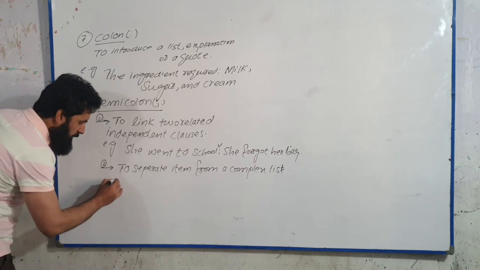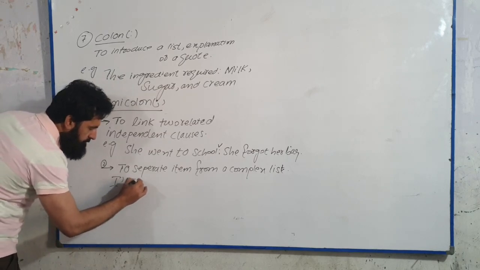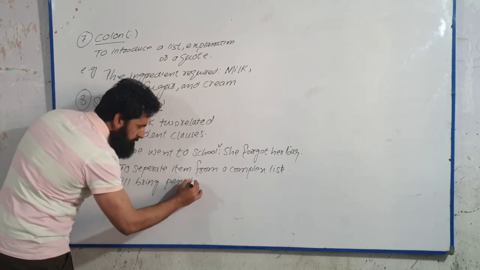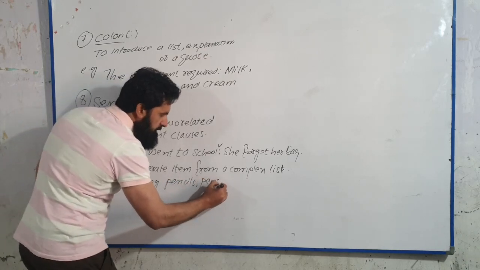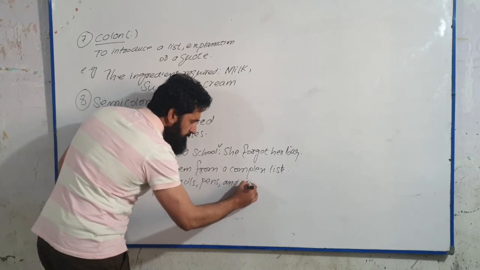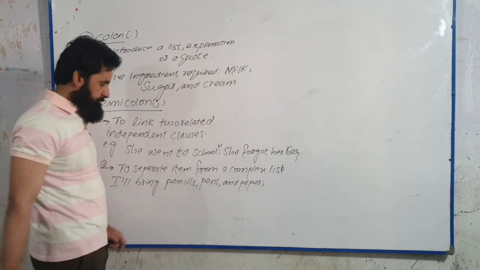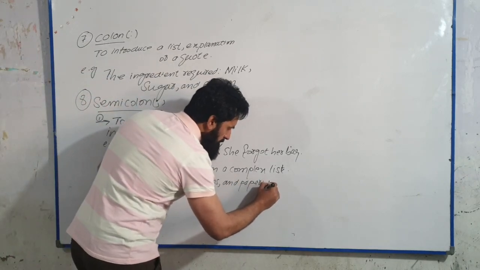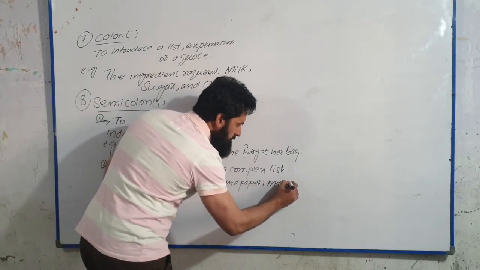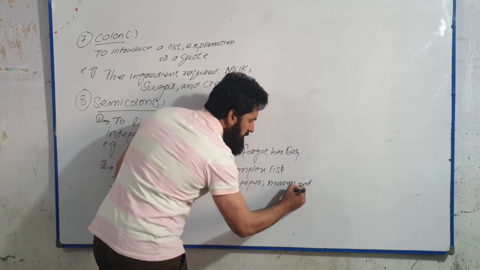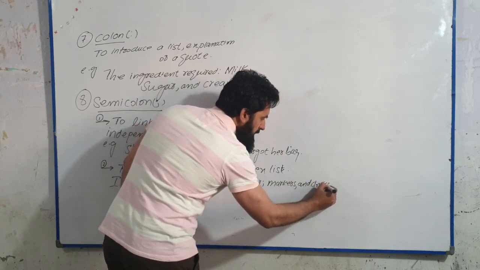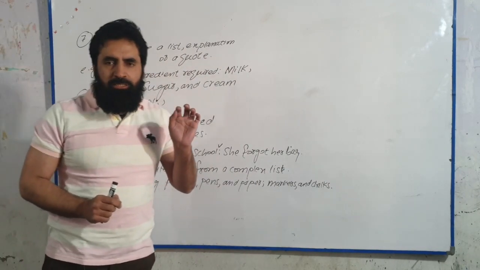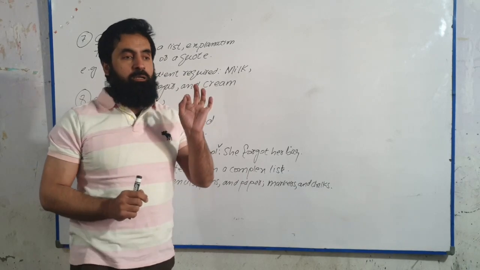For example, I'll bring pencils, pens and papers, then semicolon. I'll bring pencil, pens and papers, semicolon, markers and chalks. So in this way we use what? We use semicolon. So this is the second way. Okay, so this was the 8th punctuation mark, semicolon.